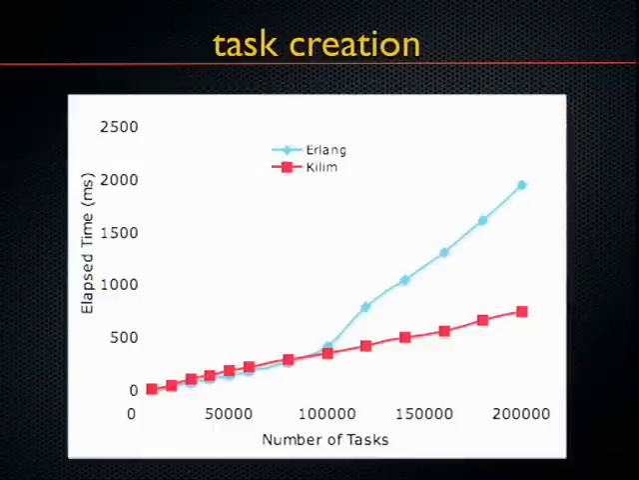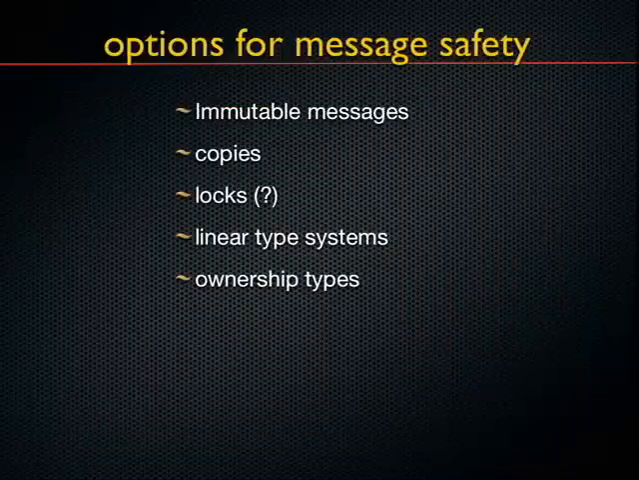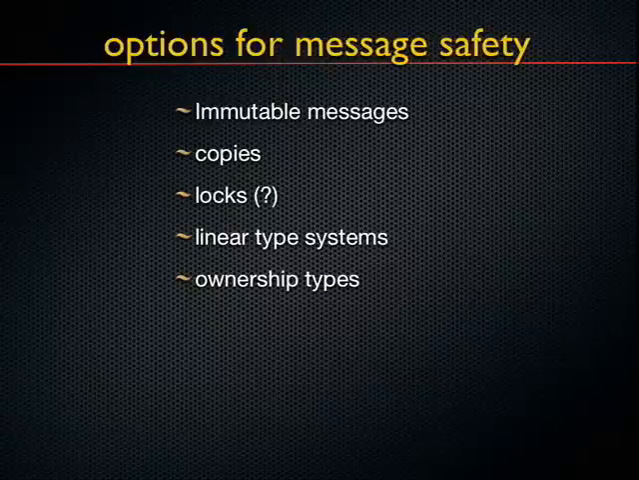The second part is inter-task messaging, and that's a type system part, which I need to discuss. How do you make messaging safe? The options are having immutable messages, where you make copies. You can put a lock, but that's not really message passing. You can have fancy type systems, linear type systems, ownership types, lots and lots of typing schemes to deal with aliasing.